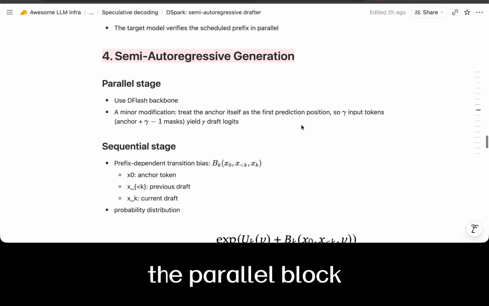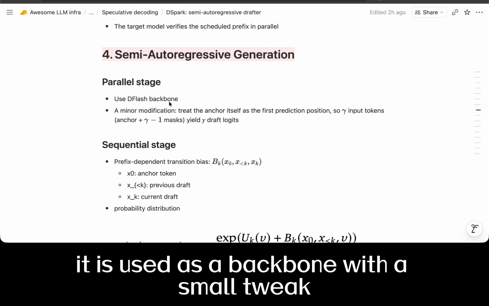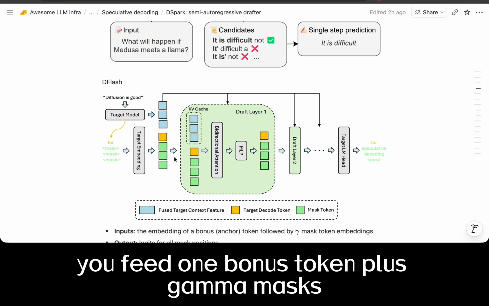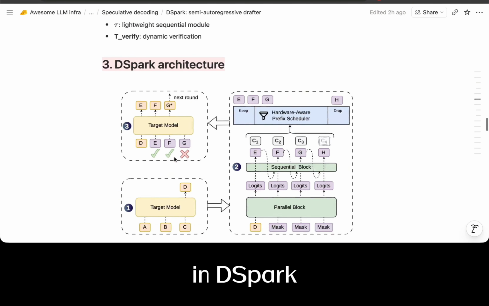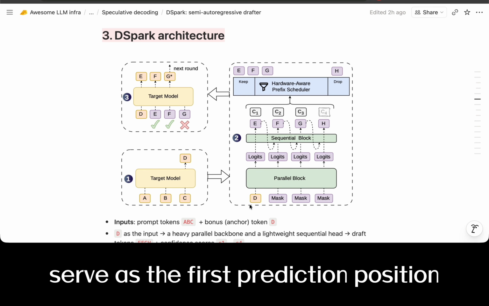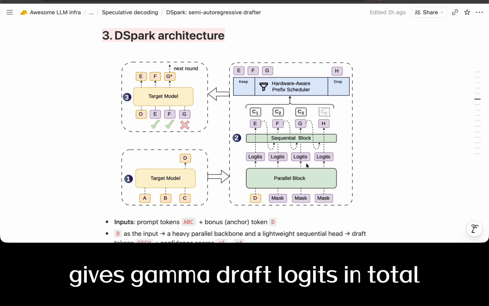The parallel block is essentially the D flash we covered. It is used as the backbone with a small tweak. In D flash, you feed one bonus token plus gamma masks and predict on those gamma masks. In DSpark, we let the bonus token, or the anchor token, serve as the first prediction position. So the anchor plus the remaining gamma minus 1 masks gives gamma draft logits in total.